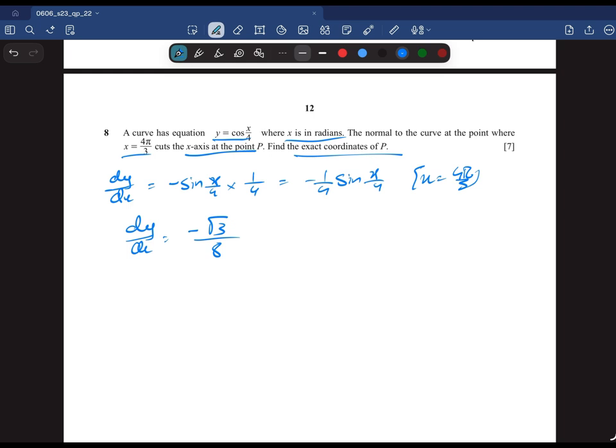Alright. Now, this is the tangent's gradient. We need to find the gradient to the normal, which would be equal to its negative reciprocal, 8 over under root 3. Okay. When x is equal to 4 pi upon 3, y would be equal to, let's find out, cos of 4 pi upon 3 divided by 4. We get cos of pi upon 3, let's see, 1 upon 2.